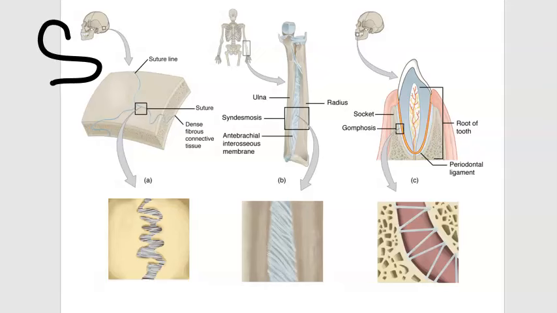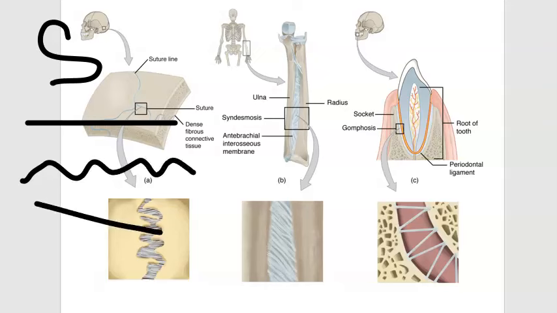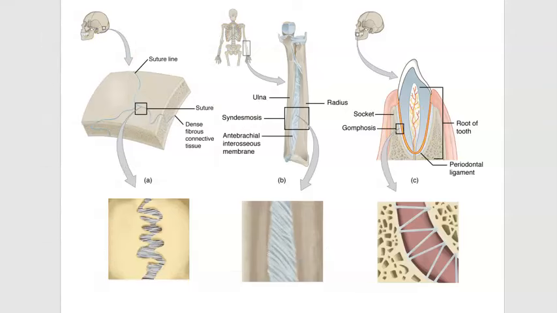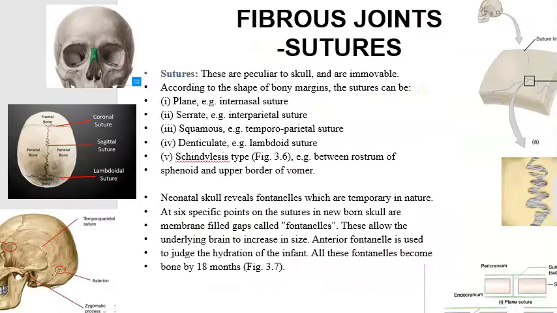Under sutures you have many types of sutures. Let me tell you: you have the plain suture, the serrate suture, the squamous suture, the denticulate suture, and then the wedge, like a W, which is the schindylesis type, with that wedge kind of a thing.